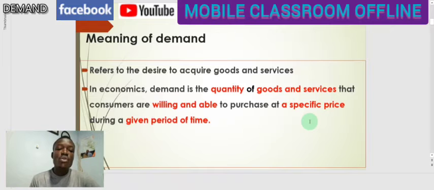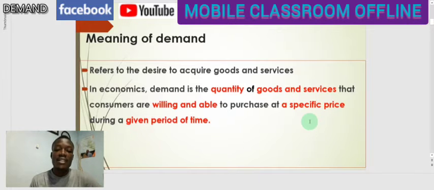And then you need to be willing, you are willing to get a product. At the same time, you are able. The able here is the purchasing power. It is not necessarily money, but it is whatever you have, which you are willing to sacrifice to get the product that you are willing to get.